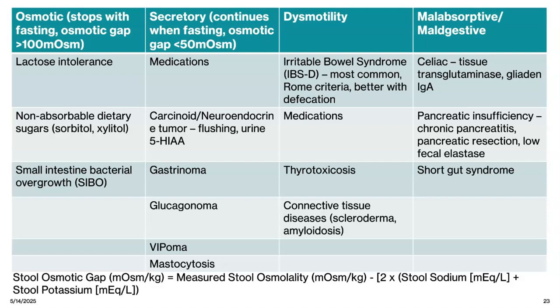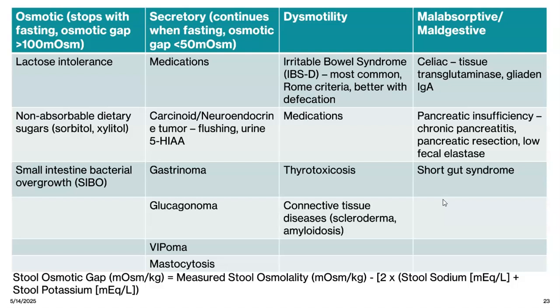Finally, disorders that cause either malabsorption or maldigestion can cause diarrhea. This includes celiac disease, which can be diagnosed with serum tissue transglutaminase, or antigliadin IgA, as well as on histopathology. Pancreatic insufficiency, which is most commonly seen in patients who have a history of chronic pancreatitis or pancreatic resection, can also cause diarrhea. These patients often require supplementation of digestive enzymes. In these patients, fecal elastase levels will be low.